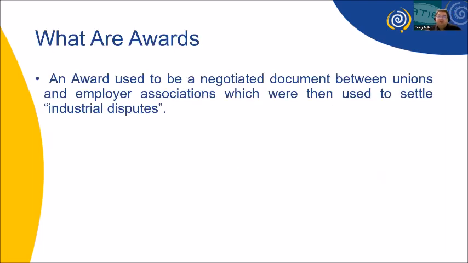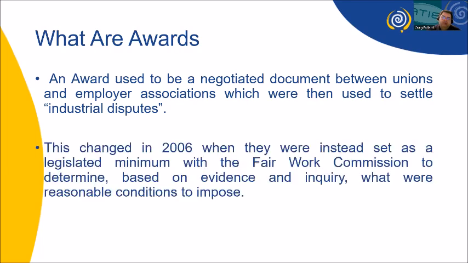So an award used to be a negotiated document between unions and employer associations. And the awards were the documents that were used to settle industrial disputes. Now, that changed in 2006. So I'm not going to give you a full history lesson going back to the 1850s and 1904 and so on. Suffice to say that they have changed. So instead, what we have now is a legislative minimum with the Fair Work Commission to determine, based on evidence and inquiry, what were reasonable conditions to impose in the awards.